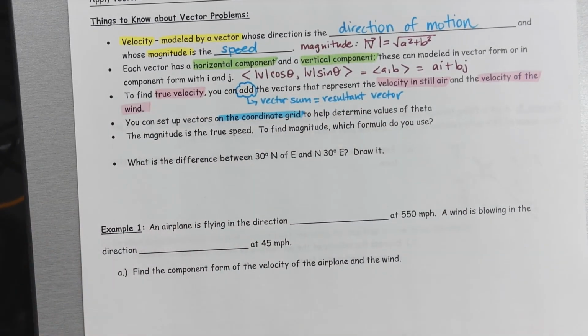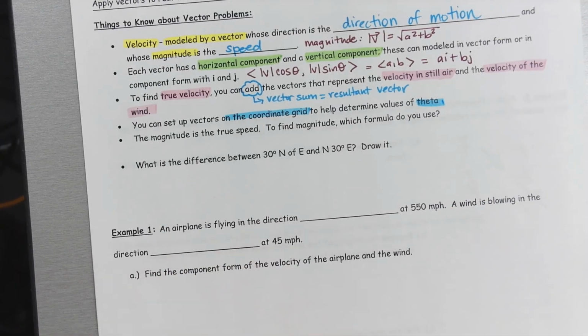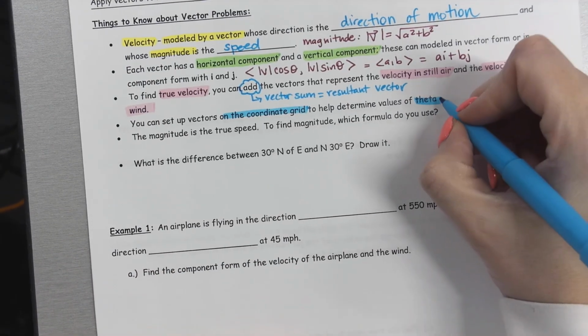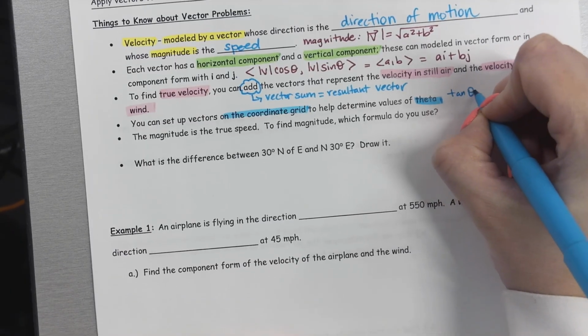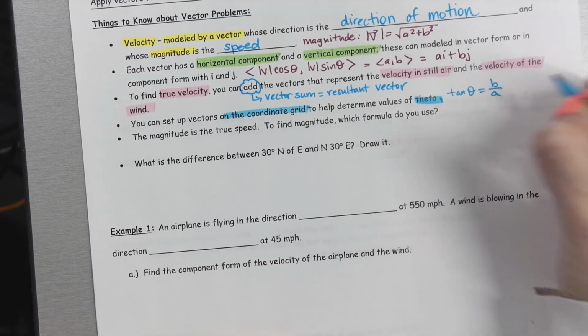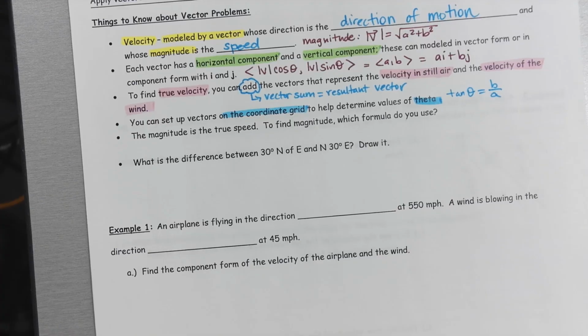Okay, and we are going to set up these vectors on the coordinate grid to determine our values of theta. And that's really nice because it works very similar to our unit circle degrees. When you're finding theta, you are going to use the tangent of theta equals b over a, just like we did yesterday.